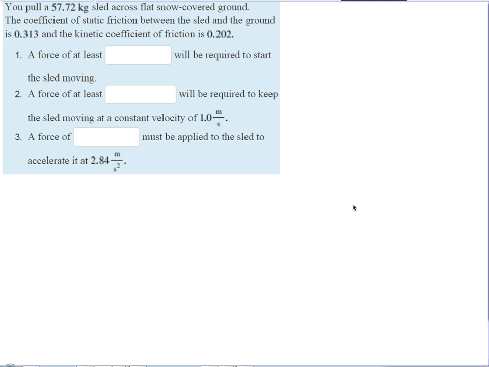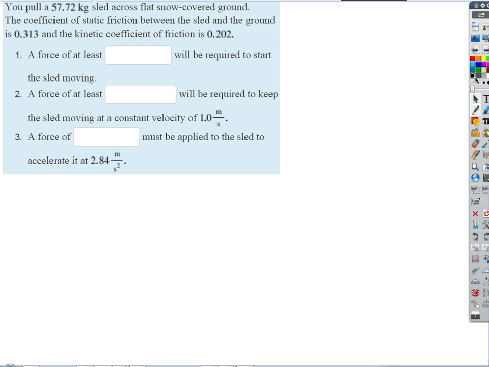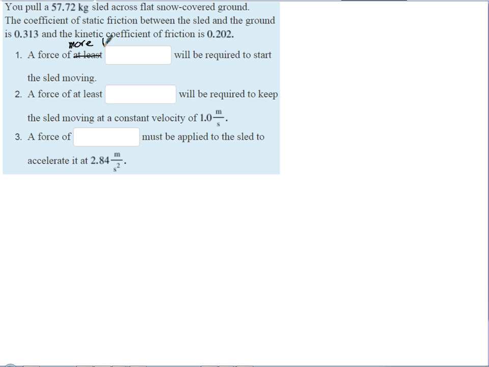So you pull a 57.72 kilogram sled across flat, snow-covered ground. The coefficient of static friction between the sled and the ground is 0.313, and the kinetic coefficient of friction is 0.202. Okay, I'm going to change the wording on this first one just very slightly. I'm going to go ahead and change these problems to reflect this change. It's not a big deal, but I think this shouldn't say at least. I think it should say more than.